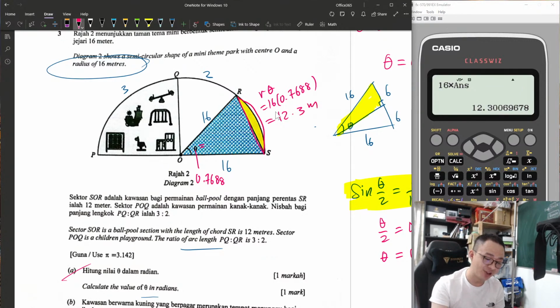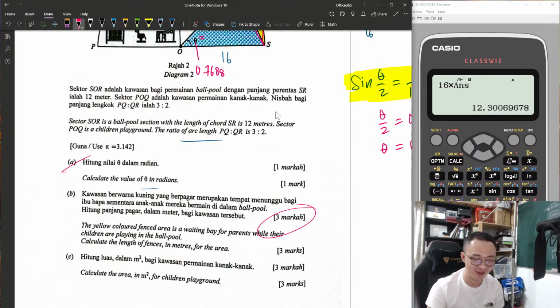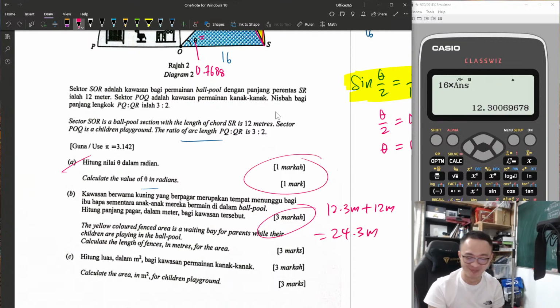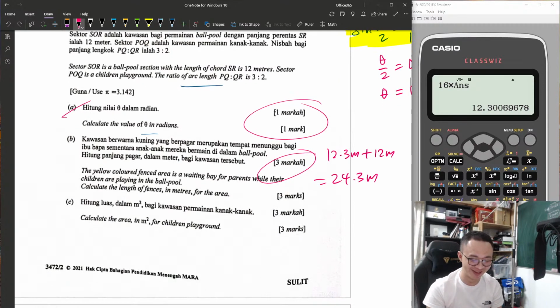This is the arc, right? Then I still need to plus the chord, right? Chord is 12 meter. Then 12.3 meter plus 12 meter, I get 24.3 meter and get 3 marks. But just now, the question with 1 mark does so many things, but this 3 marks does so little. Maybe we need some deeper understanding to get this one.